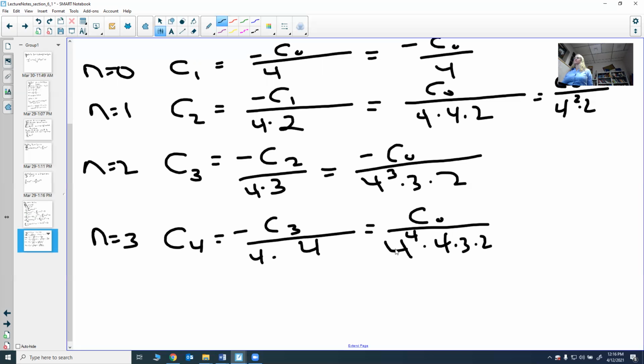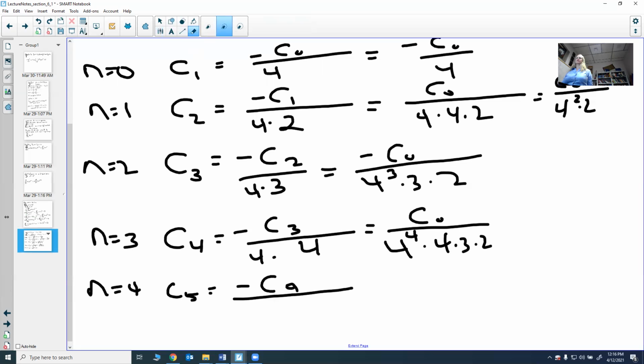And then I notice that we have this now. Let's do one more and see if we can see a pattern. n equals 4 means we're getting c sub 5. That'll be minus c sub 4. Make sure that looks like a 4. Sorry about that.